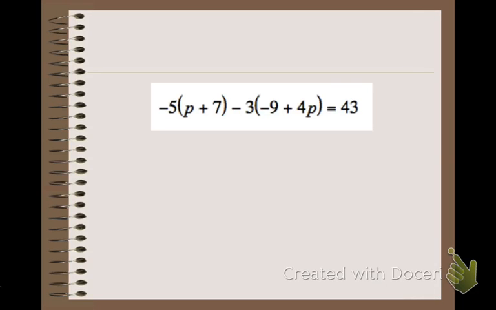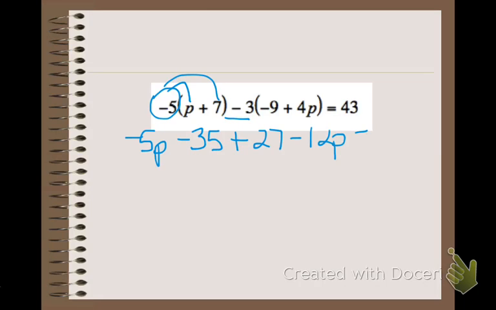As I continue here, I'm seeing lots of distributive property application here. Negative 5 times p, negative 5 times 7. Negative 3 times negative 9 gives me positive 27. Negative 3 times positive 4, negative 12p. Combine like terms. Negative 12 and negative 5 is negative 17p. 27 plus negative 35 gives me negative 8.